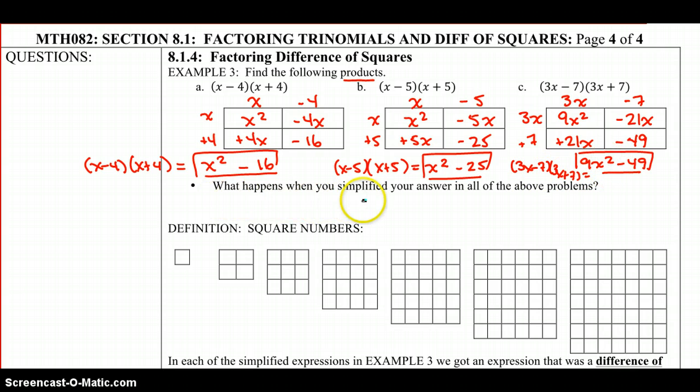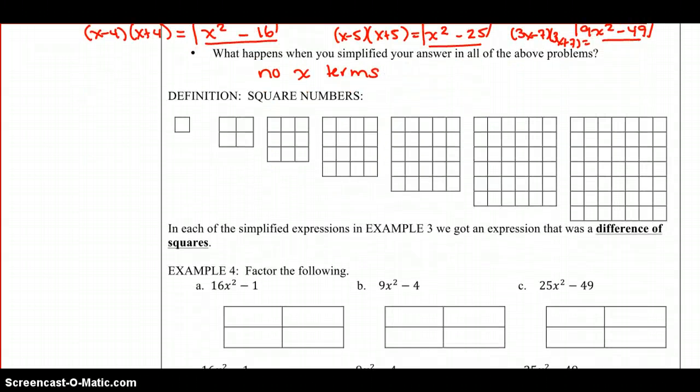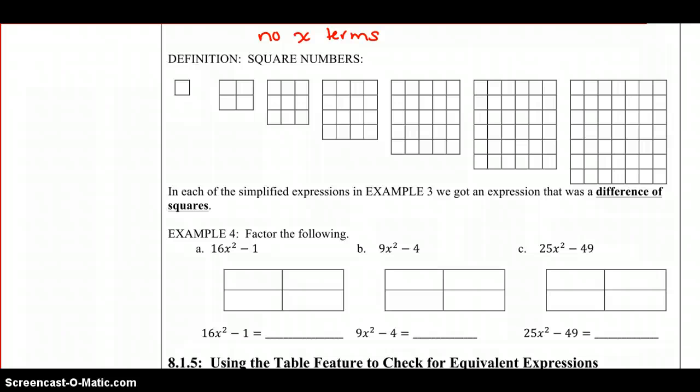So what happens when you simplify your answer in all of the above problems? In this case, we didn't get any x terms. Okay, or we got an x term with a coefficient of 0. So this leads us to something that we're going to look at called the difference of squares. So if we go back for a section and think about what square numbers are.